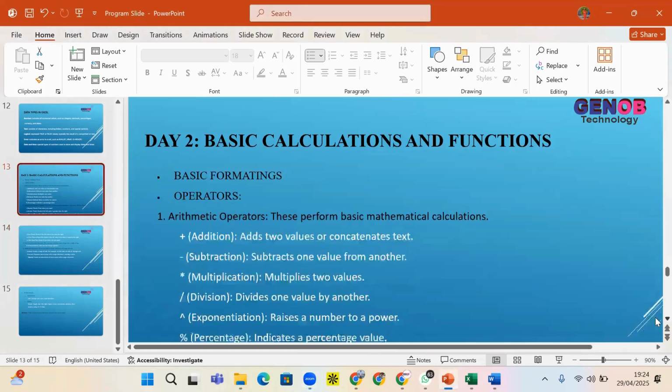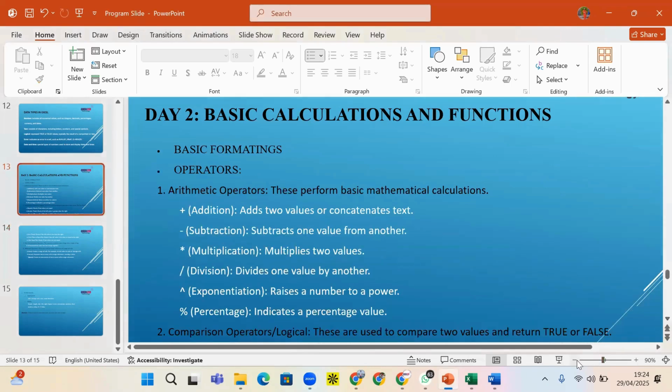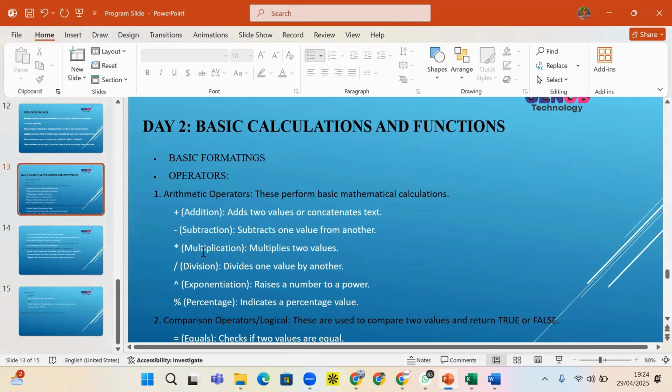Okay, sorry. Let me reduce the screen. So we have arithmetic operators. Are you trying to ask a question?